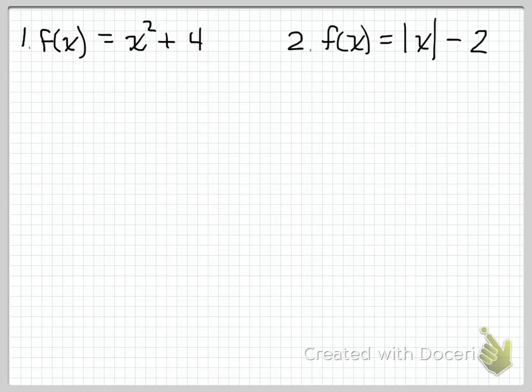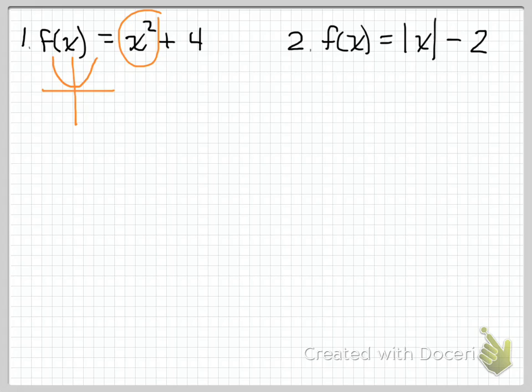Graphing with transformations. The trick to graphing with transformations is first of all to be able to identify the parent function or the parent graph. If we look at problem number 1, we see that we have x squared plus 4. Our parent function is the x squared function. And the basic x squared function has a shape that is a parabola, and it goes through the point 0, 0.